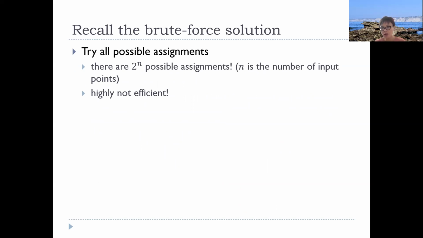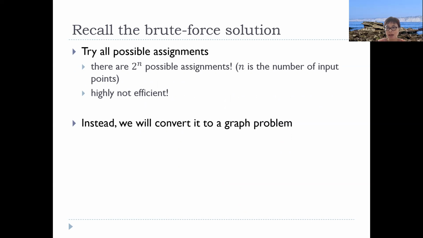In this case, you want to find 2 clusters. Every point has 2 choices, so that's 2 to the n possible assignments, which is huge, highly inefficient. Okay, and the question is, can we do better? It turns out that we can actually convert this to a graph problem. In fact, the minimal spanning tree algorithm we just introduced can be used to solve this.